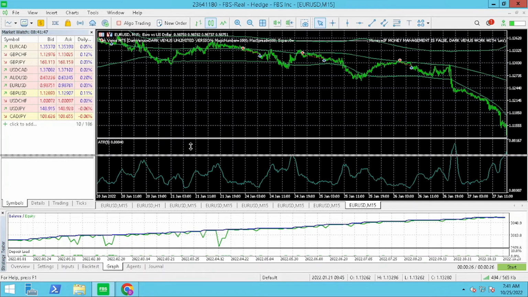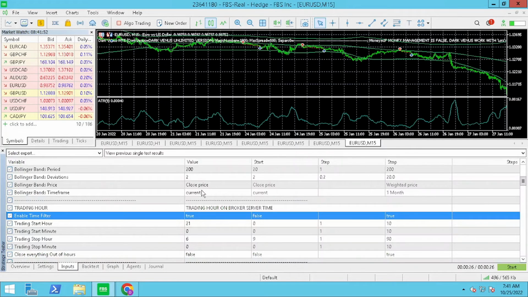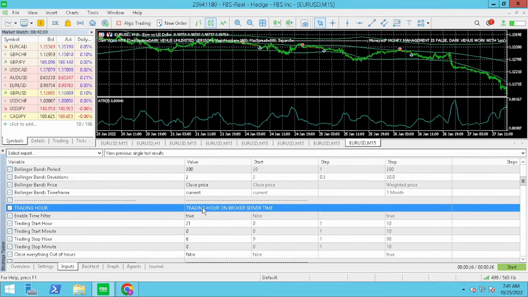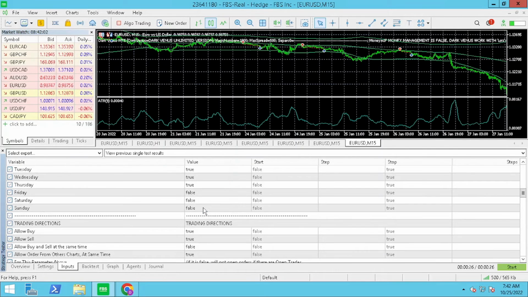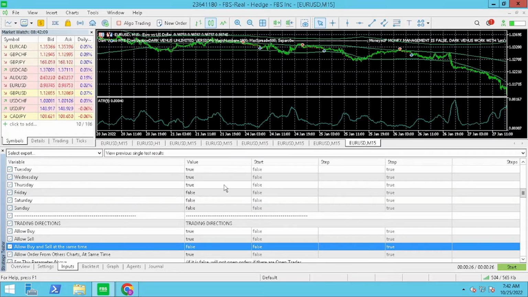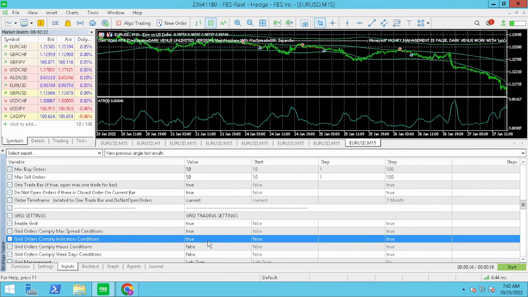What we are going to do next is go over the rest of the changes that I have made to the settings for Dark Venus. So remember to adjust your trading hours according to your own broker server time. Friday I've left to false. Allow buy and sell at the same time, which is our trading direction settings, I have left to false. Under our trading settings for the grid, I have changed comply with the indicator conditions to true.